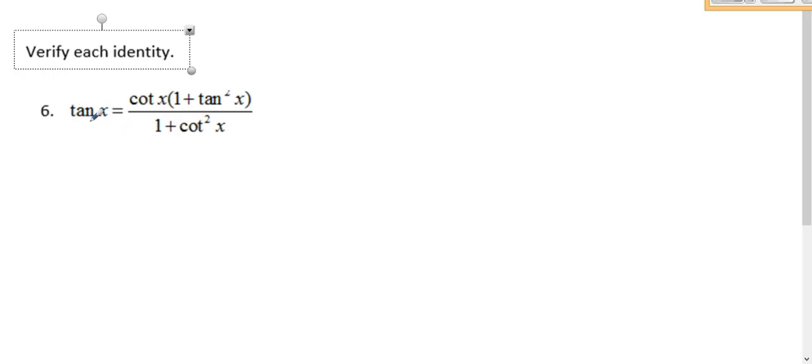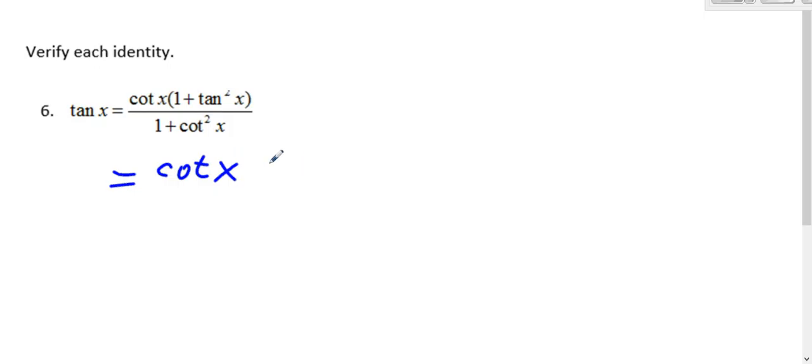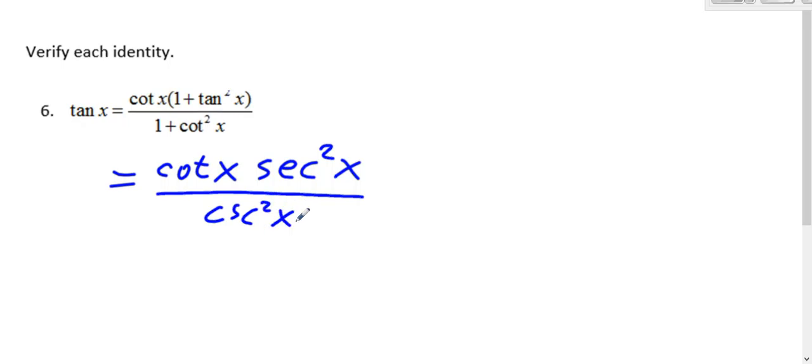So trying to get tangent x, since the right side of this equation is more complicated, that's the one I would choose to work with a little bit. So 1 plus tangent squared, that is secant squared. 1 plus cotangent squared, that is cosecant squared from the Pythagorean identities.